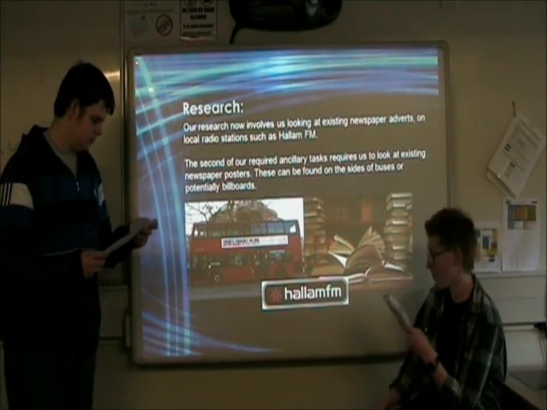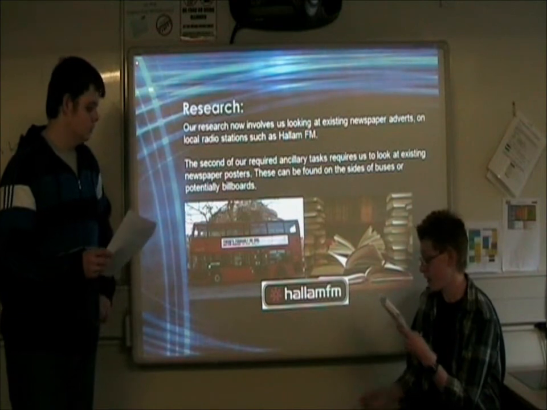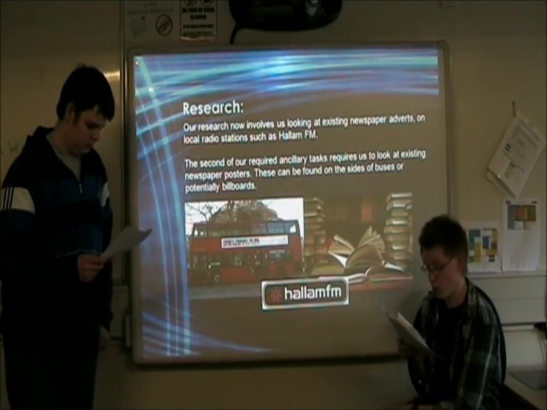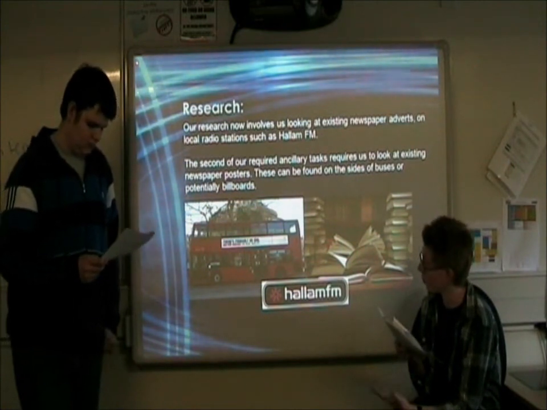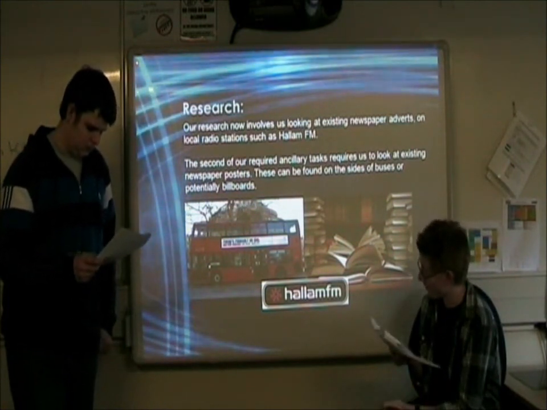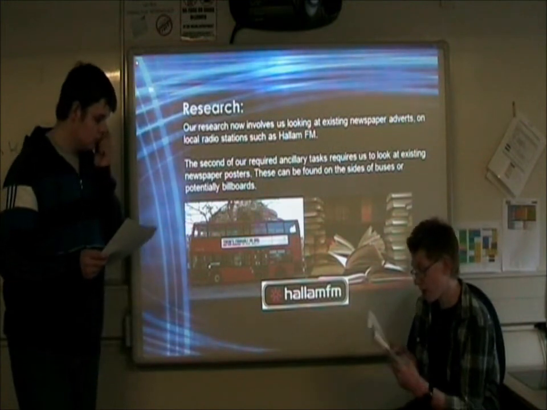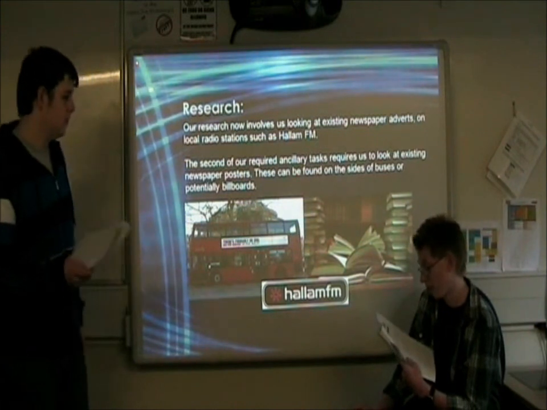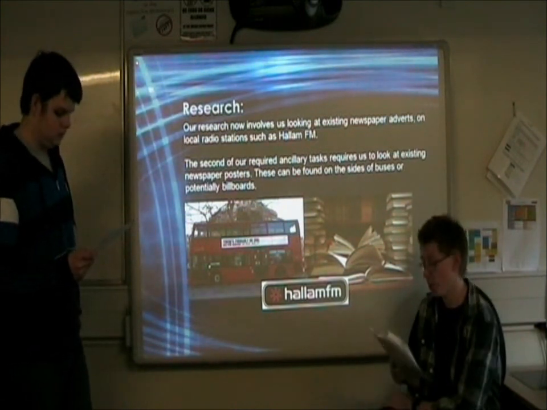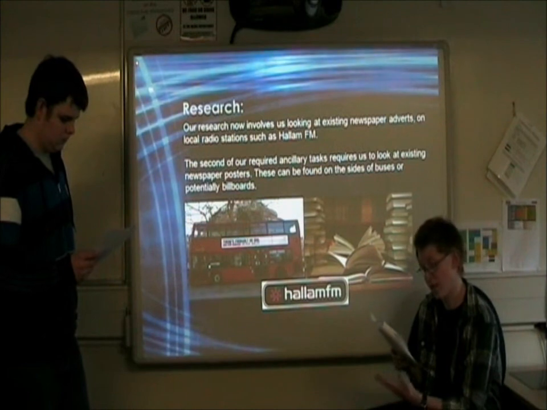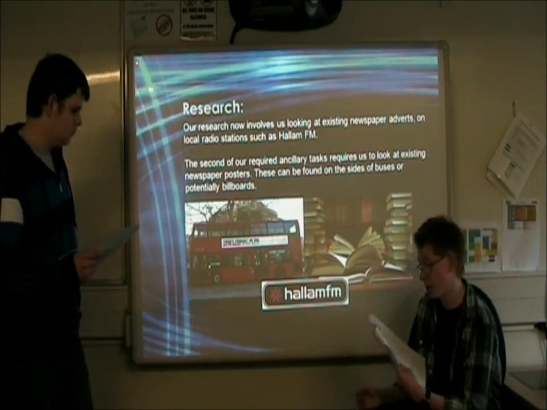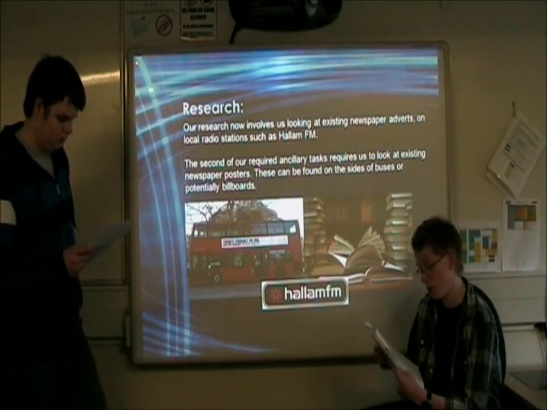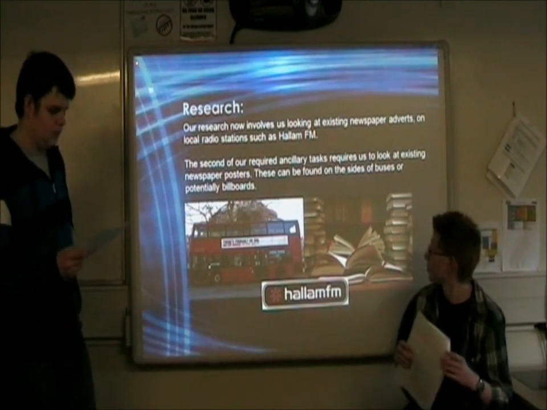To conclude then, what we now need to research is radio advertisements broadcast on the two stations we are considering using, which are Rother FM and Hallam FM, for our broadcasting needs, and how they advertise their products to their target demographics. Finally, we need to research billboard and bus style posters in order to identify how they engage their audience and encode semiotic connotations related to their products, so we can do the same when we produce our two ancillary tasks.